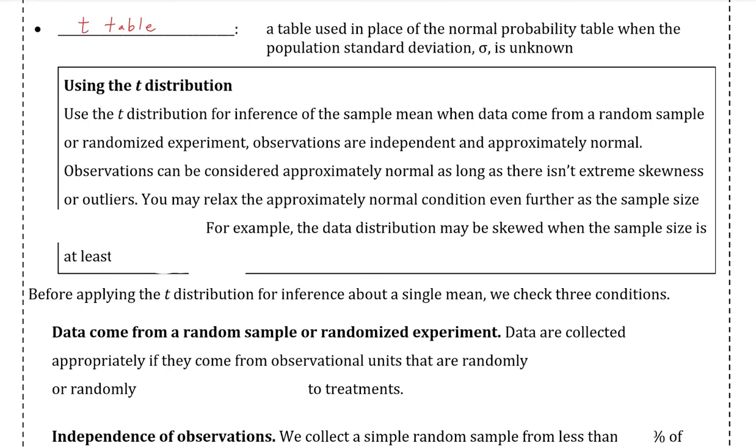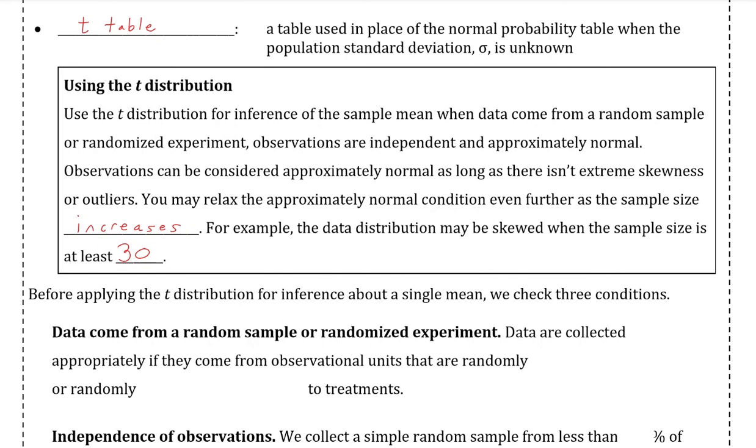You may relax the approximately normal condition even further as the sample size increases. For example, the data distribution may be skewed when the sample size is at least 30. This tends to be our benchmark for the central limit theorem.